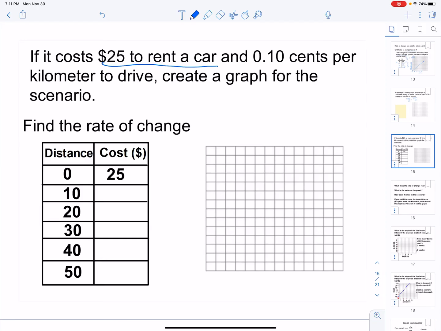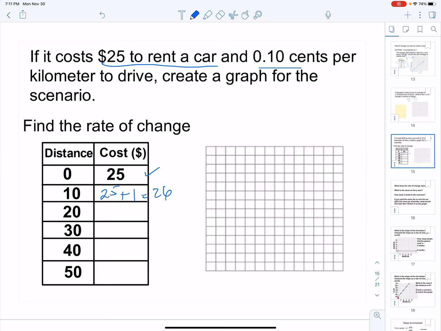So after 10 kilometers, how much would it cost to drive that car? Well, the $25 was our rental fee. And if I drove the car 10 kilometers, how much would that cost me? If it's 10 cents per kilometer and I'm going to drive it 10 kilometers, 10 times 10 cents is going to be $1. So that would cost the $25 originally, plus the $1 for the 10 kilometers, which would give me 26.